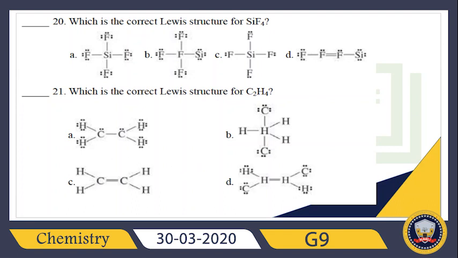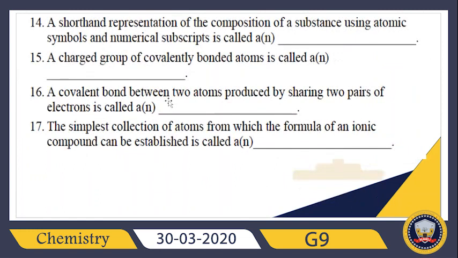Now let's continue. A shorthand representation of the composition of a substance using atomic symbols and numerical subscripts. So a shorthand. What is it? I know when I use it, using atomic symbols and numerical subscripts. So this is called what? It is called a chemical formula.